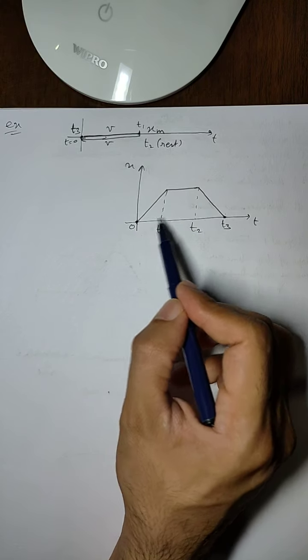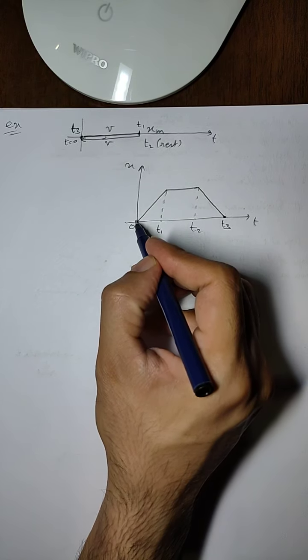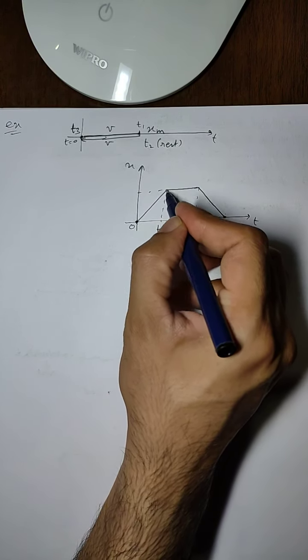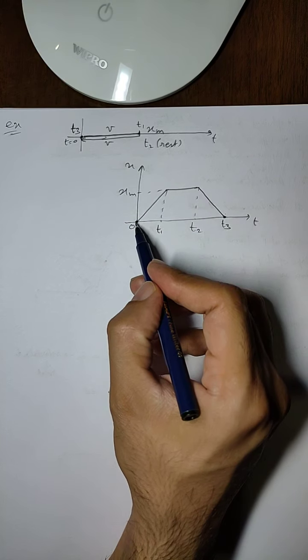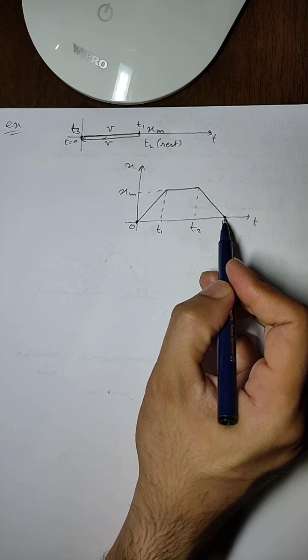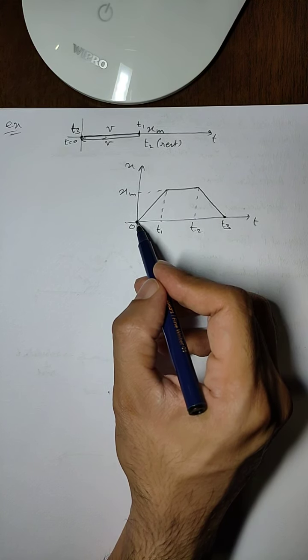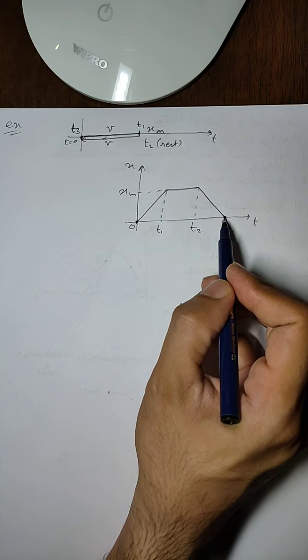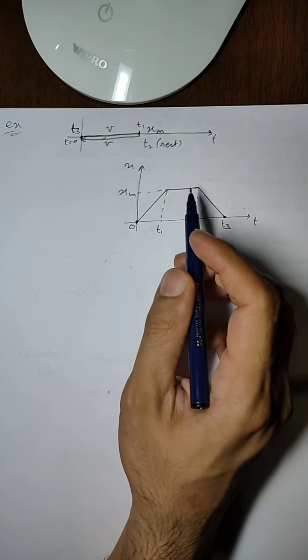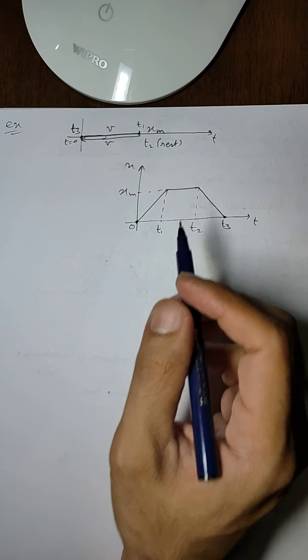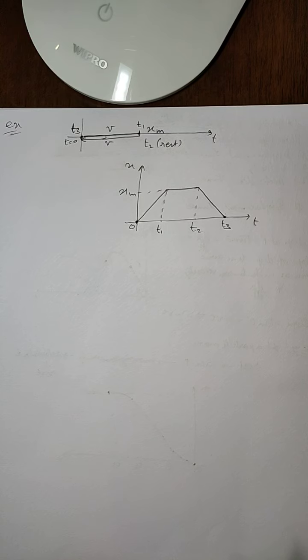For both the points, the value of x is the same. Here it is xm, but on these two points the value of displacement is the same. So we can say that the particle started from the starting point and then ended back on the starting point only. So this is how this particular graph works. This is how we analyze the graph.